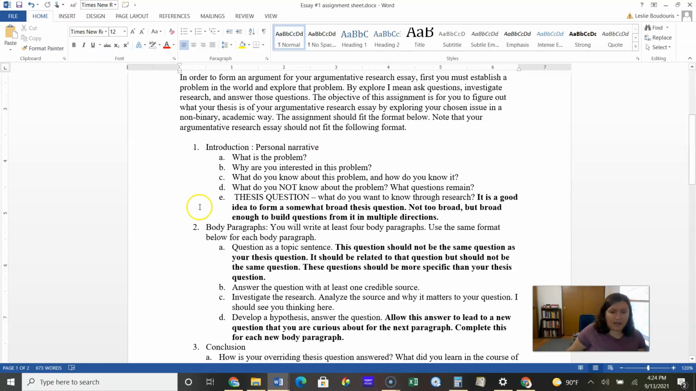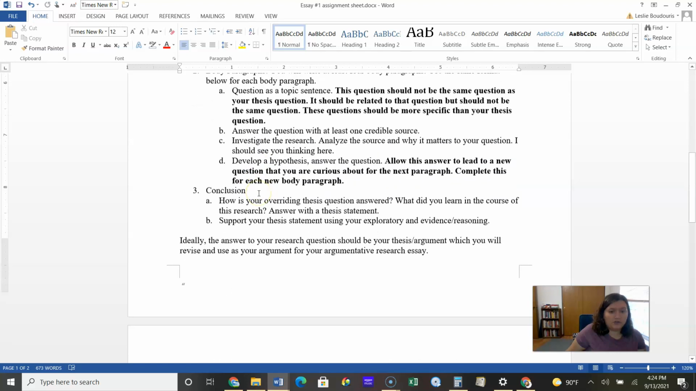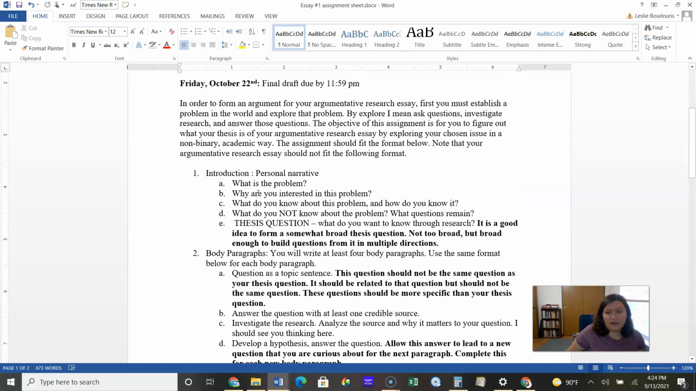And I have a specific outline of what you should be doing. You should follow this outline for your essay number 1. You will not have as formal of an outline on your essay number 2, but you will have that for essay number 1, and you should follow this. The students who struggle the most often veer from this outline, so make sure you're sticking to it. And it should fit this format.